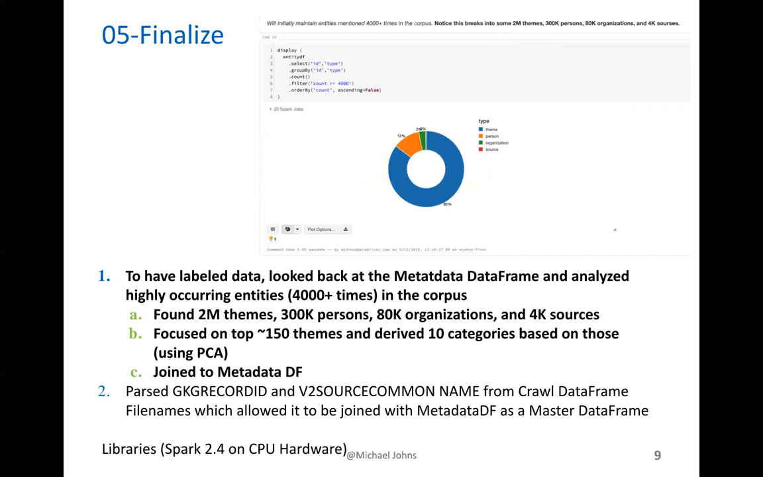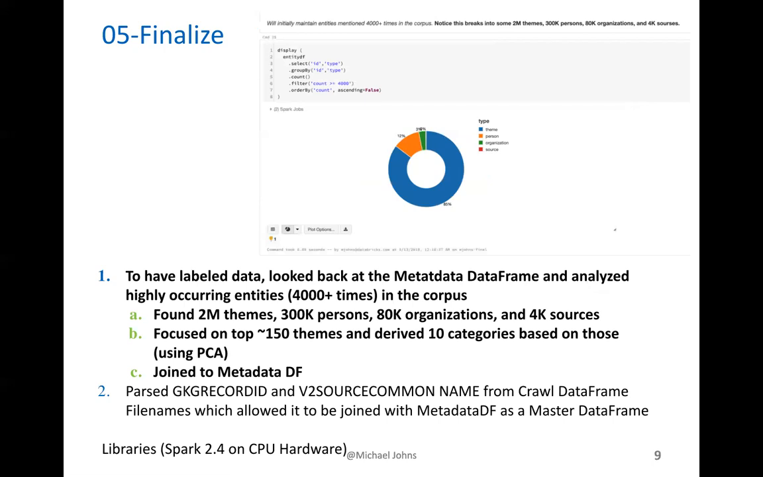So within that, it made more sense, when you think about TF-IDF, basically concepts around persons and organizations, we don't really want to use that for categorization. But the great thing about GDELT is they actually give us themes. So it actually does make sense to use highly occurring themes. From that, I focused on the top approximately 150 themes based on a threshold that I used to determine that. And ultimately, I derived 10 categories using PCA. I could have used LDA as well, but I used PCA to give me 10 categories.